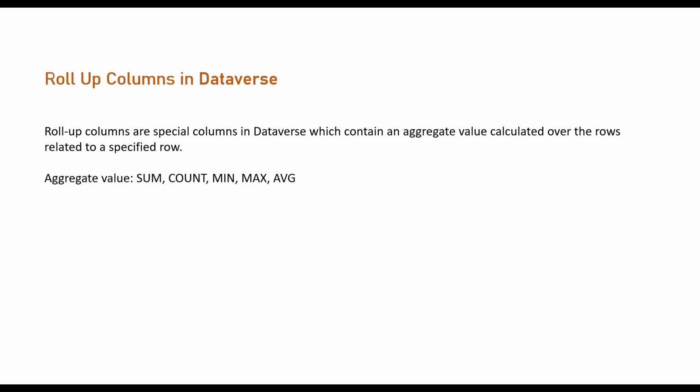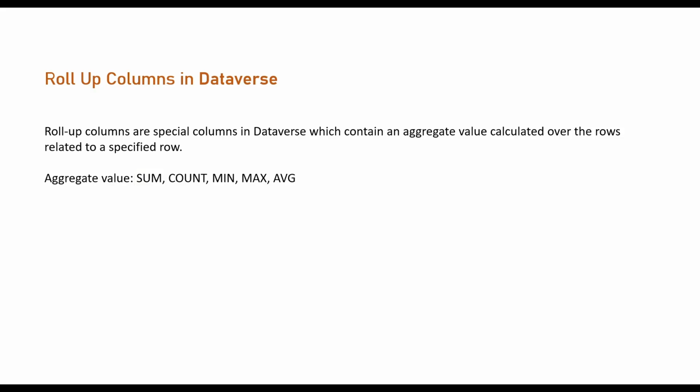Hi everyone. In this video, I'm going to explain about Rollup columns in Dataverse. Rollup columns are special columns in Dataverse which contain an aggregate value calculated over the rows related to a specified row. These are some of the aggregate functions which Rollup columns support.